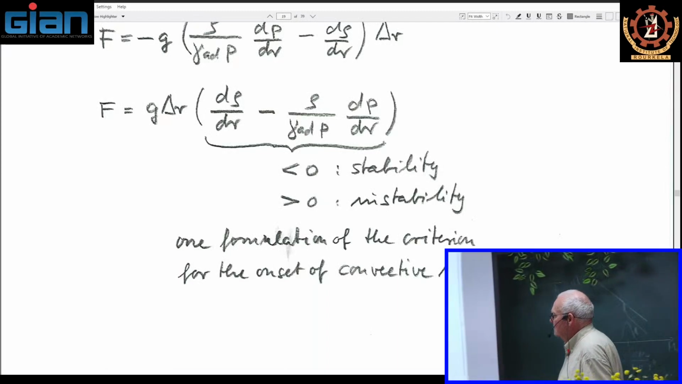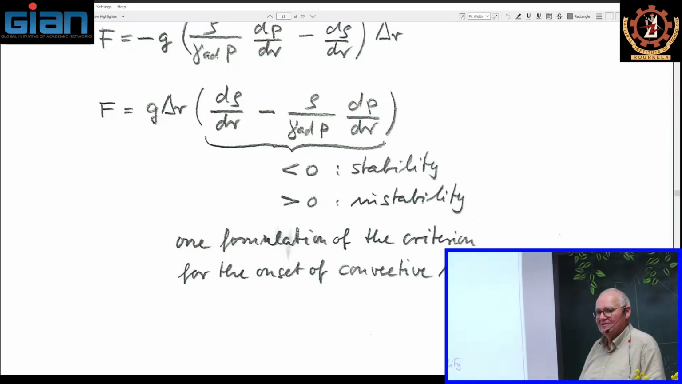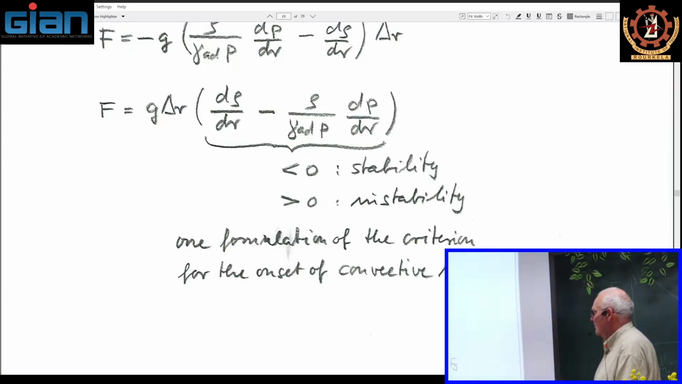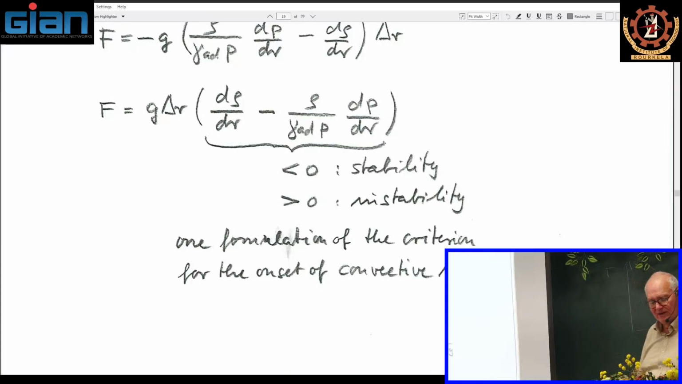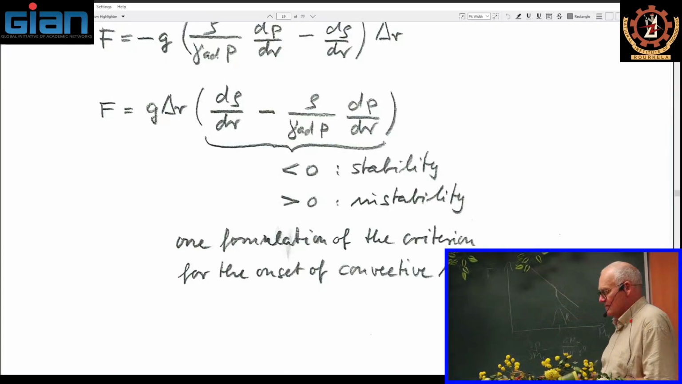So it depends on the pressure gradient and density gradient whether our configuration, our stratification, is stable with respect to perturbations, and this means we have a criterion for the onset of convection, or with respect to this stability against convection.